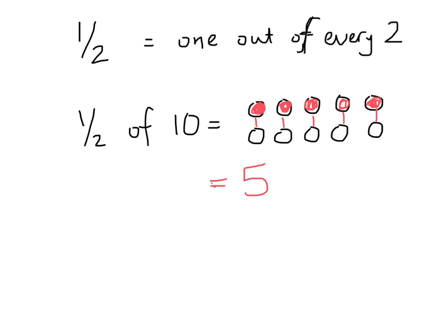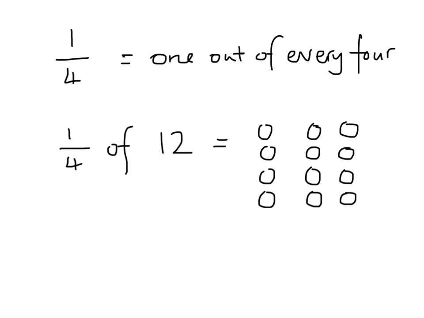Let's try another example. A quarter, that's 1 out of every 4. The advantage of fractions is it's like a code. It tells you how many you need to keep and how many you need to put in each pile before you decide how many you're going to keep. So the number on the bottom, the denominator, tells you how big each pile will be. The number on top, the numerator, will tell you how many you get to keep out of every however many.